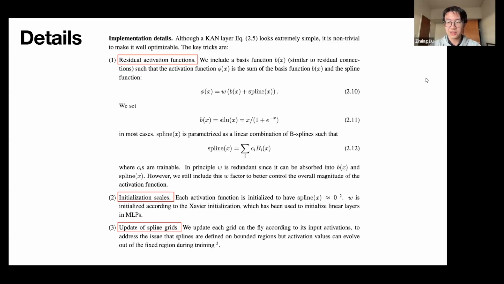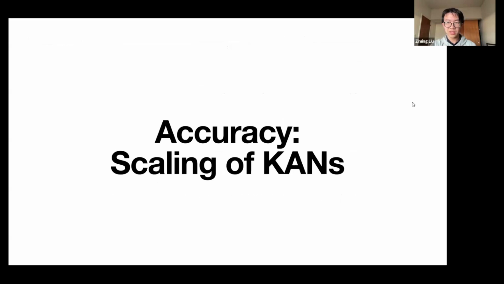And secondly, a common problem is that we need to deal with initialization scales carefully to make sure that the activations are roughly on the order of 1. Also, echoing back to Hannes's question, we need to update the spline grids to address the fact that the activation range can change during training. All right, so that's what KAN is.